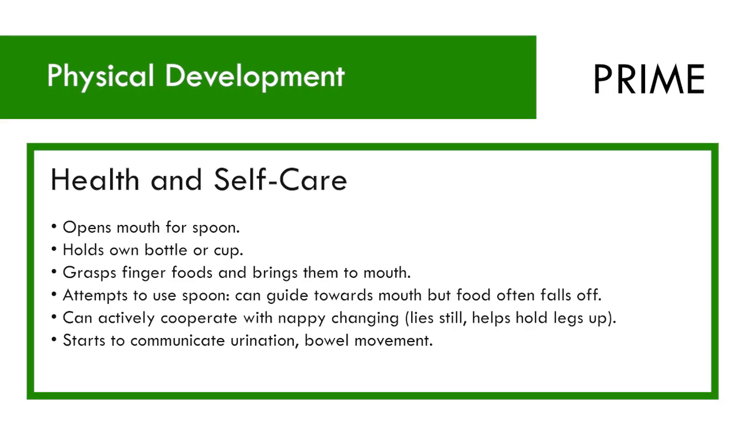Opens mouth for spoon, holds own bottle or cup, grasps finger food and brings it to mouth, attempts to use spoon, can guide towards mouth but food often falls off. Can actively cooperate with nappy changing, lies still, helps hold legs up, starts to communicate urination and bowel movements.